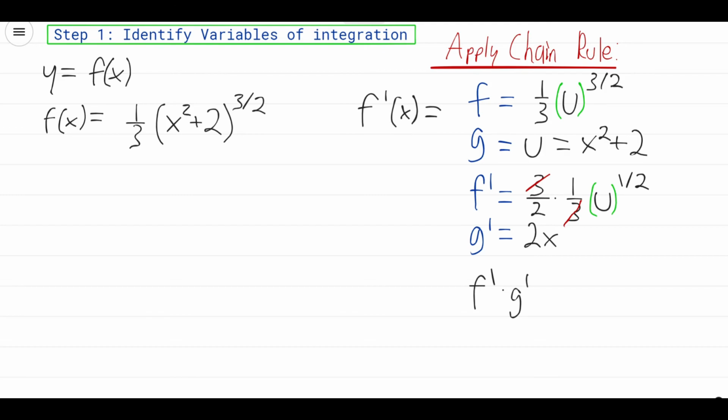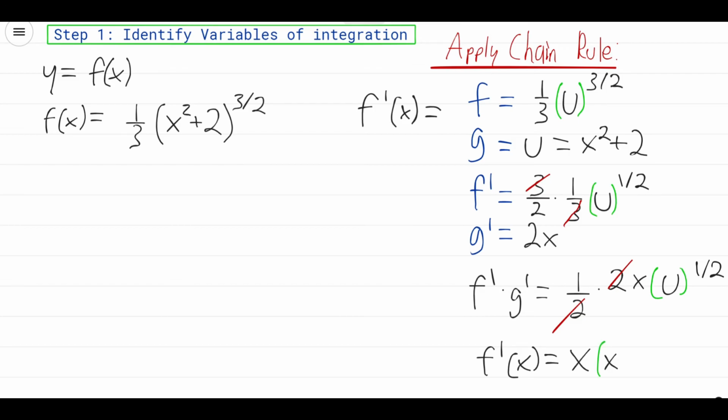And the chain rule is f prime times g prime. So our f prime is 1/2 times 2x, which is our g prime, times u to the 1/2. And we see that those 2's will cancel out. So we're left with f prime x equal to x, and our u is what was our g right here, x squared plus 2 raised to the 1/2. So that's our f prime.